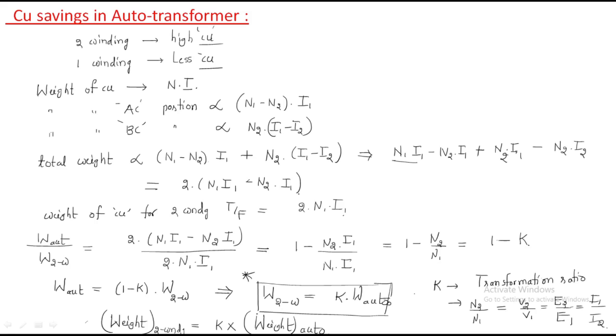Now we will discuss some advantages of the auto transformer as well as disadvantages. The first advantage is that auto transformers are smaller in size. It is very small in size and cheaper, with less cost.